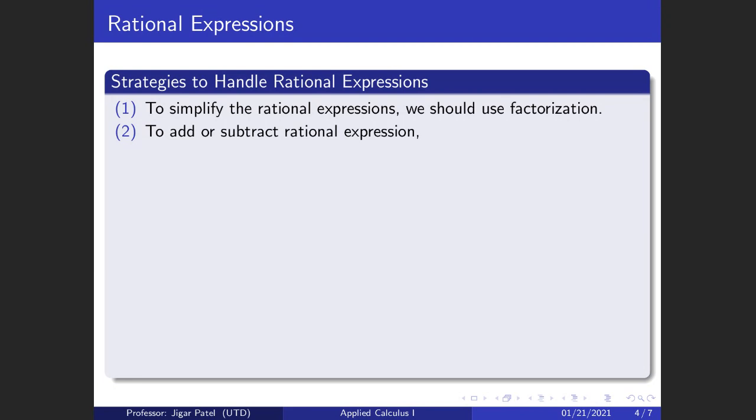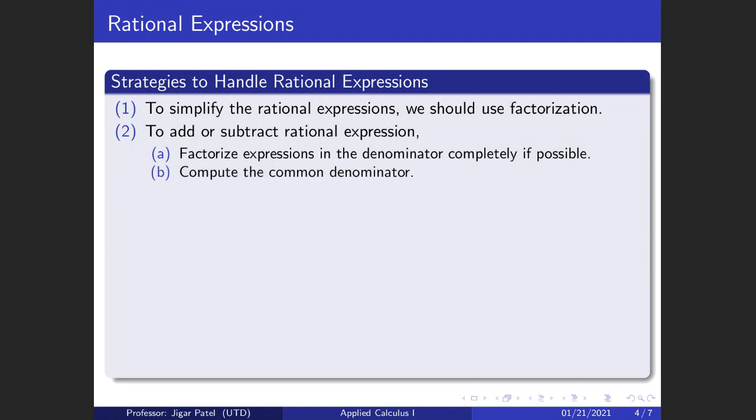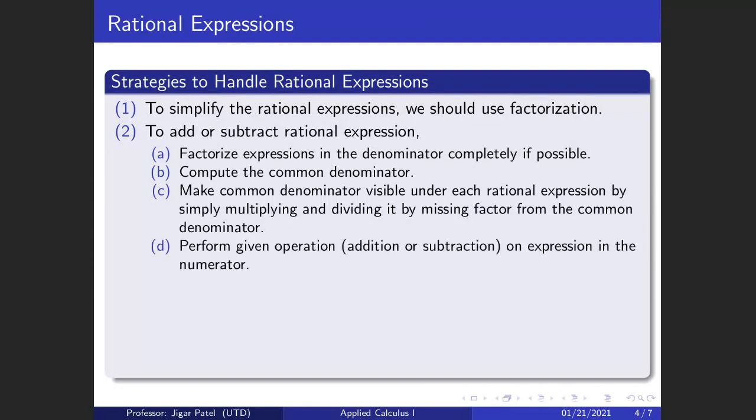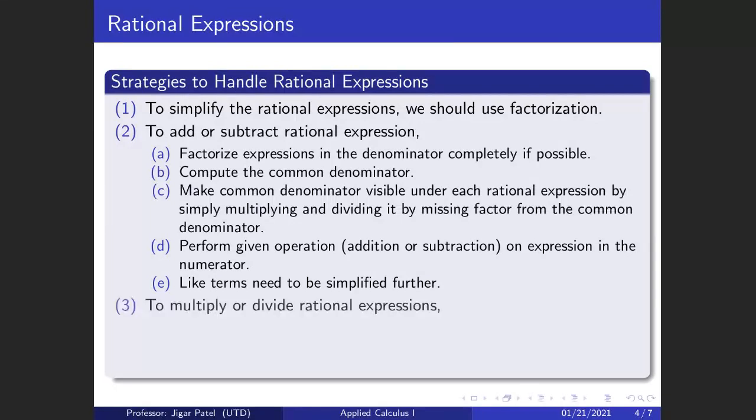To add and subtract rational expressions, I will have to do the following. Number one, factorize the expression in the denominator completely, if possible. Find the common denominator. Make the common denominator visible under each rational expression by simply multiplying and dividing each term by the missing factor, right? And once the common denominator is the same under all terms, perform the given operation on the expression in the numerator. All right, so these are the steps that you need to follow in order to add or subtract two rational expressions.